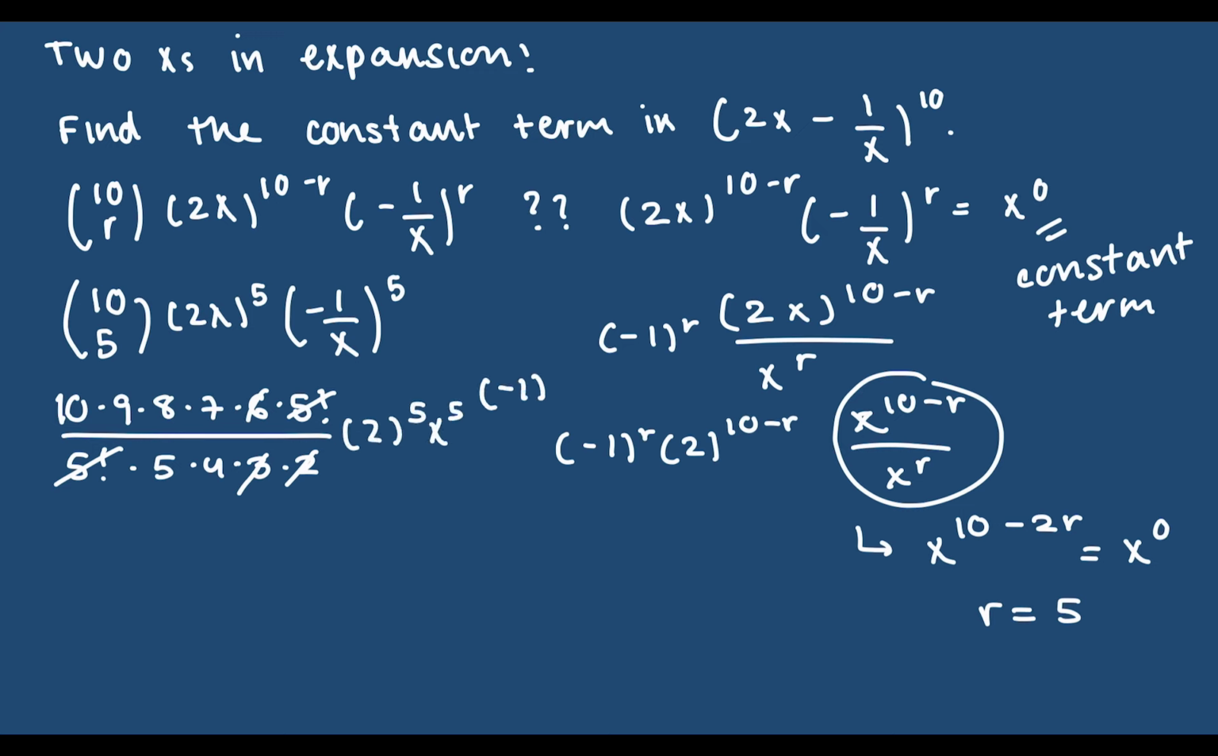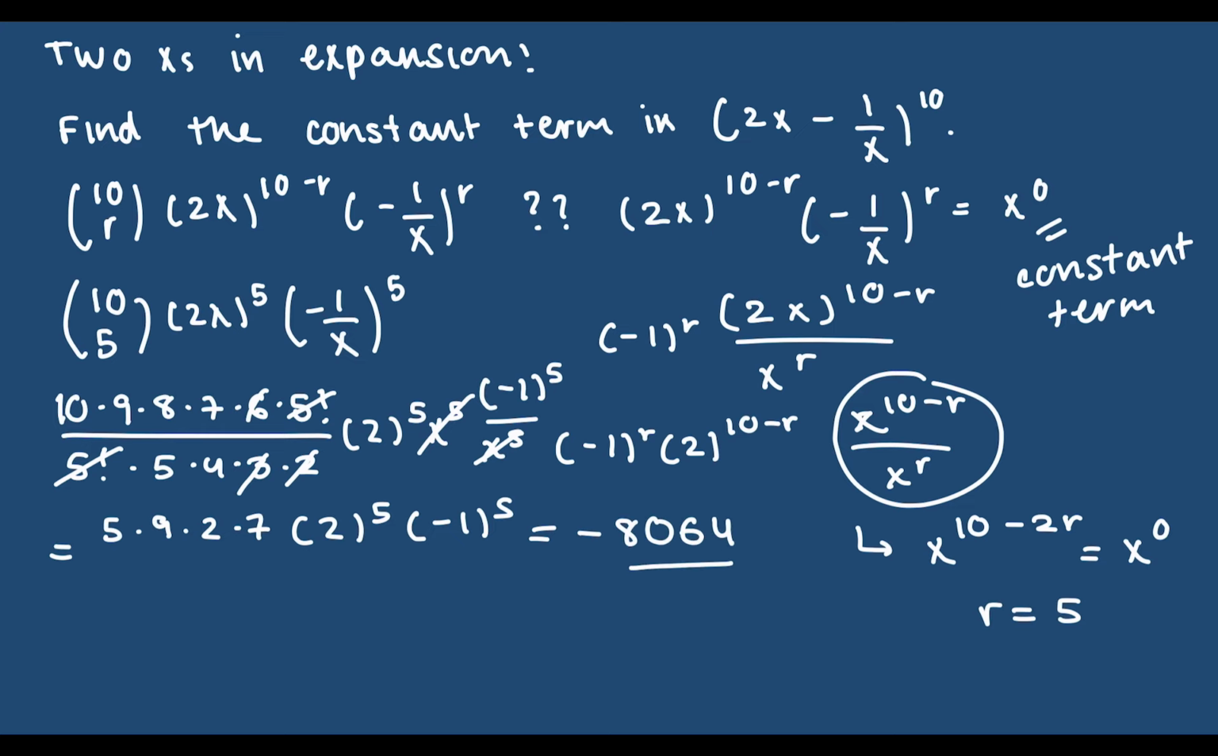The x's, remember, are going to cross out because it's going to be x to the power of 5 over x to the power of 5, which is what we wanted in the first place, right? The minus 1 is going to be to the power of 5, which is still minus 1. So we can do this with a calculator, obviously, and the result will be that the constant term is minus 8,064. That's it.